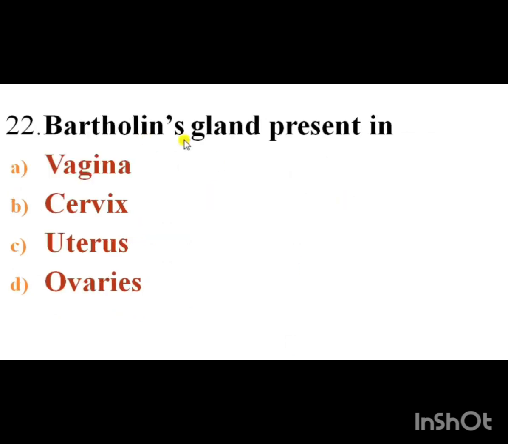Next question. Bartholin's gland is present in: A. Vagina, B. Cervix, C. Uterus, D. Ovaries. Answer is A, vagina. Bartholin's gland is located beside the vaginal opening, and it secretes a thick fluid that supplies lubrication for intercourse. So the Bartholin's gland is present in the vagina.